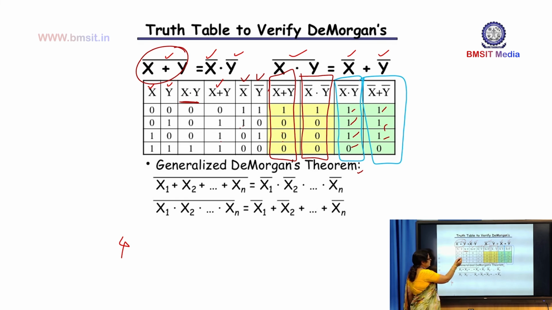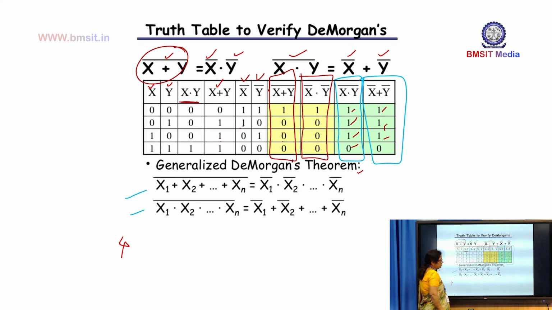Here, as an example, we have shown only 2 variables. It can be generalized for any number of variables. The general expressions for De Morgan's theorem are shown here, both for product and for summation. The complement of the sum of n variables is equal to the product of the complements of the n variables. The second statement states that the complement of the product of n variables is equal to the sum of the complements of the n variables.